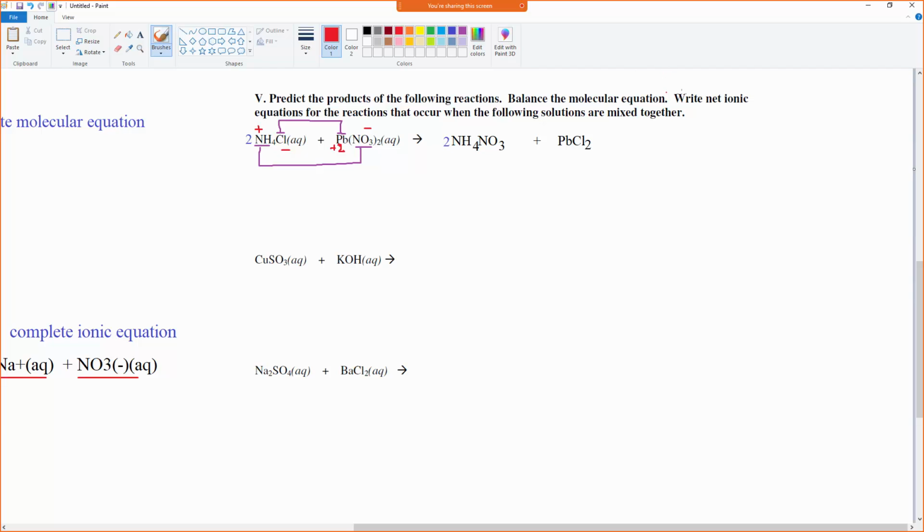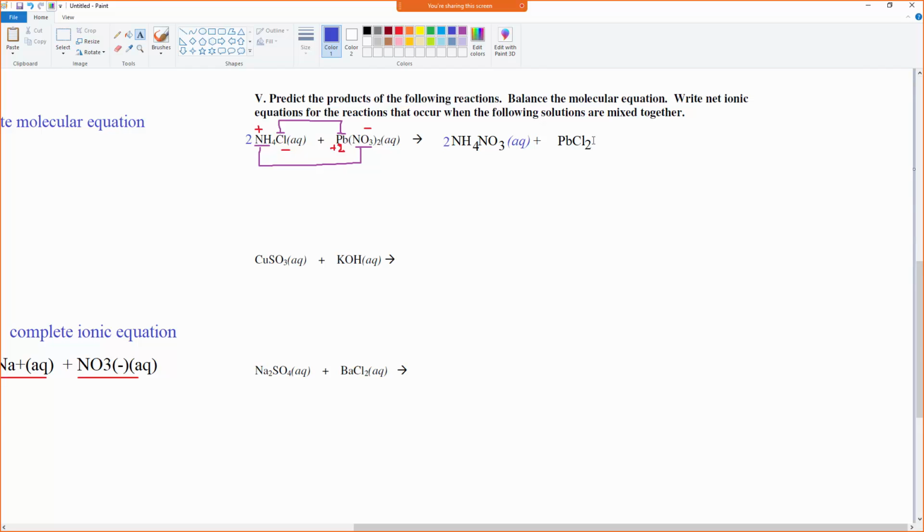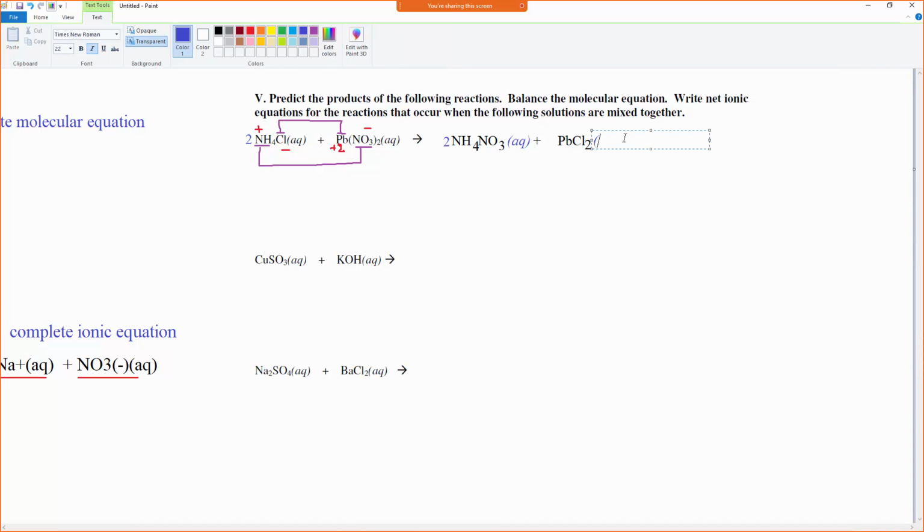All right. Oh, wait, when we predict the products, we also need to include the phases here. So is the NH4NO3 soluble? Yes, so that gets a little AQ. All right, what about the PbCl2? Is that soluble or insoluble?